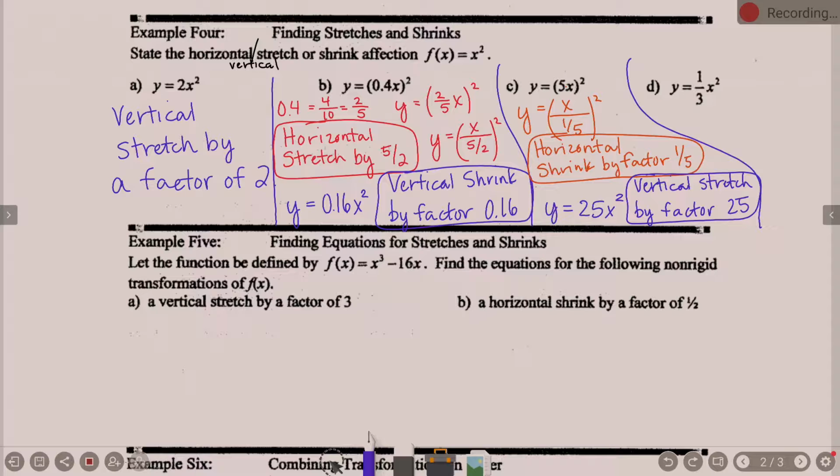Vertical stretch by 1/3. Vertical shrink by a factor of 1/3 because it's just 1/3 times the x squared. The 1/3 is not in the parentheses. So, okay, vertical shrink by a factor of 1/3.